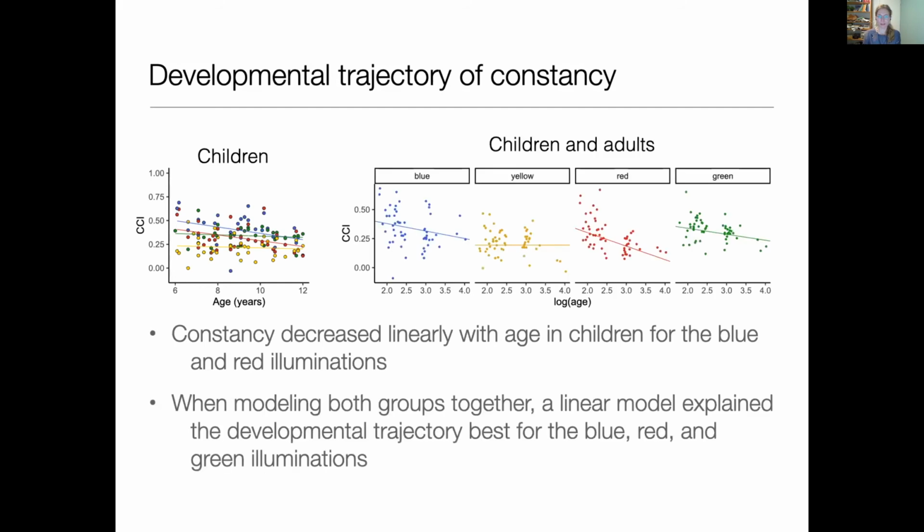And when we modeled the data together with the adults, we found that in this case, a linear model explained the developmental trajectory for the blue, red, and green illuminations, but there was no change for the yellow illumination. So children were equally bad as adults for this illumination.